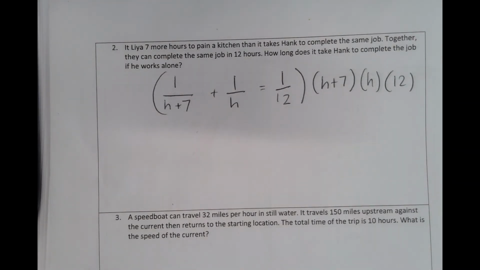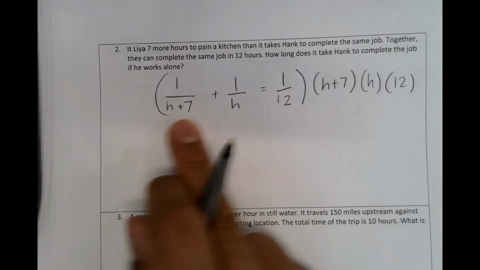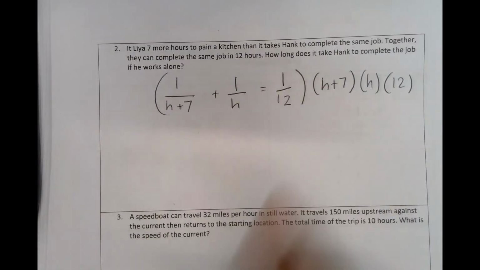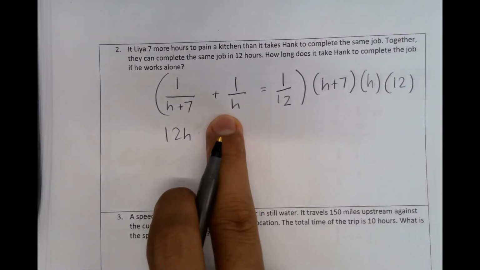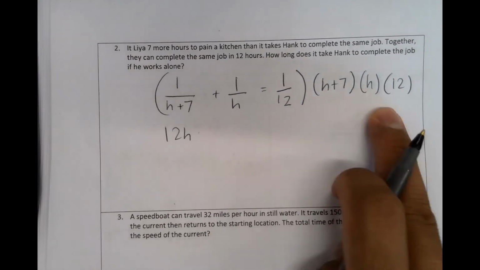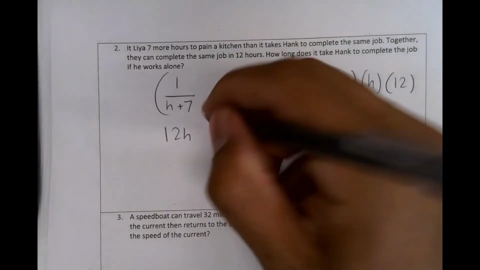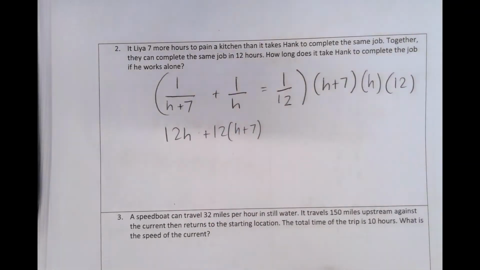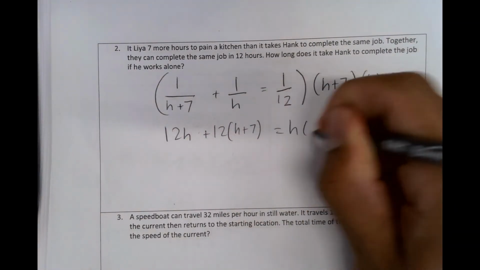Okay. So I'm going to look at my first one. I'm going to do 1 over h plus 7 times h plus 7 times h times 12. Well, the h plus 7's cancel out, so I'm left with 12 times h. This 1 over h times all three things, again, the h's cancel out, so I'm left with plus 12 times h plus 7. And this last part, the 12's cancel out, and so I'm left with h times h plus 7.